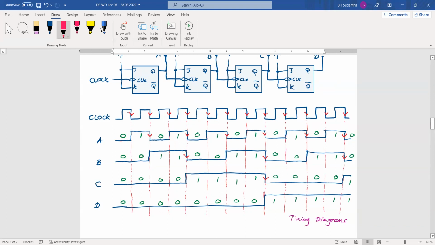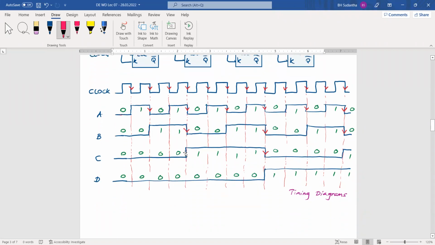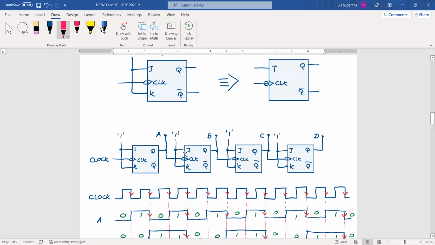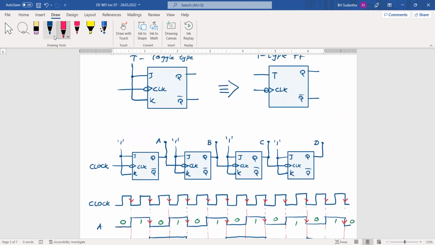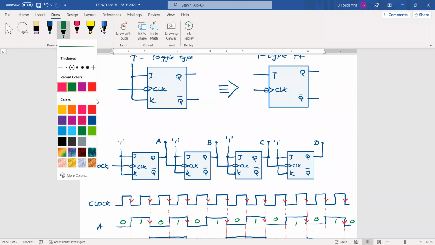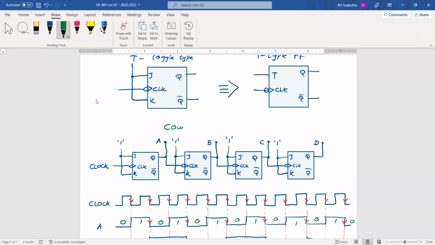After receiving one clock pulse, it says it's 1. After receiving 2 clock pulses, it says it's 2. After receiving 3, it says it's 3. Okay. Likewise, it goes. Therefore, this is a count.